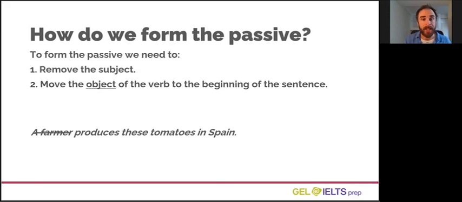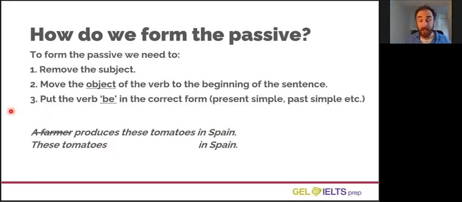Then we take the object of the verb and move it to the subject position. The object here is these tomatoes. So I'm going to put that at the beginning of the sentence. Next, I'm going to take the verb be and put it into the correct form. Produces is present simple. So the verb be is going to be am, is, or are. These tomatoes am? No. These tomatoes is? No. These tomatoes are. Okay, lovely.